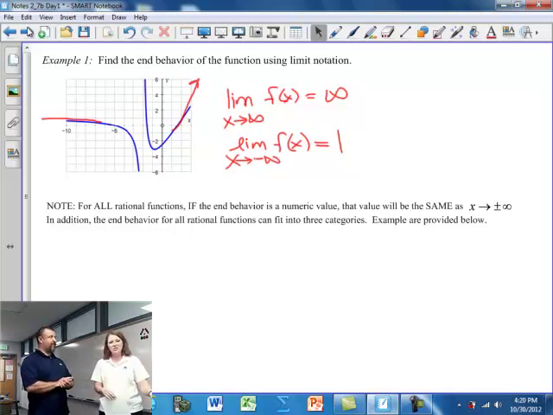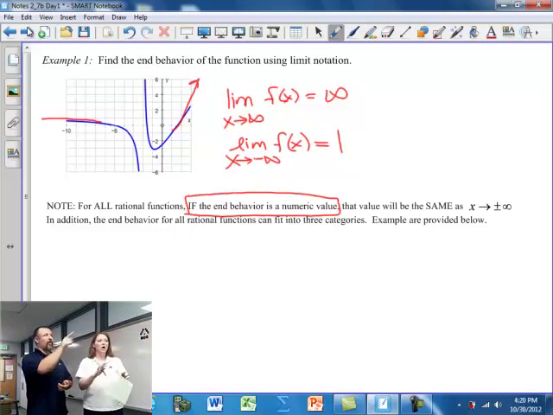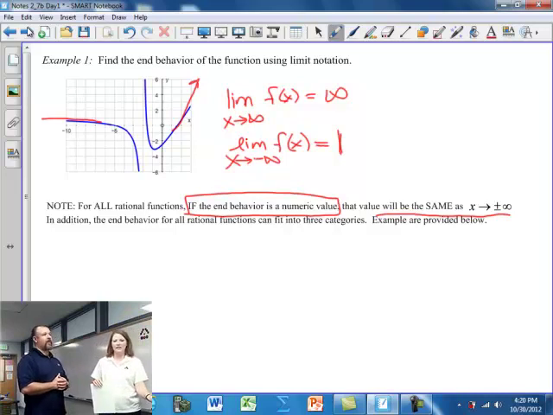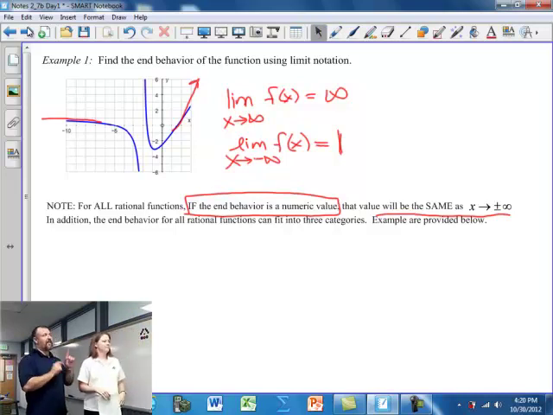All right, so for all rational functions, if the end behavior is a numeric value, as in a number, like the 1 in the example above, then the end behavior will be the same as you go to plus and minus infinity. So that's not a rational function that's graphed on the board. We can still talk about its end behavior, but that would not be a rational function because it has different end behaviors.